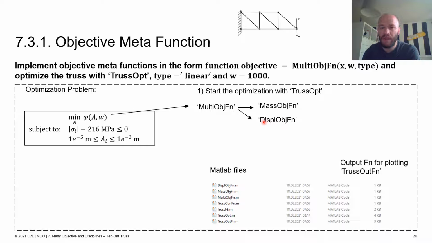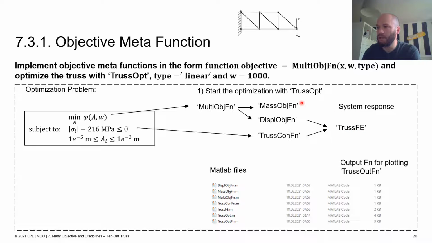For displacement, we need another function, which is the system response. So here we have truss FE, so the finite element model for the 10-bar truss. On top, we have our nonlinear constraint function for the material strength, and this one also needs the truss FE function, and that's the reason why this is in a separate file, so that both functions can access the system response. And the last file is the truss_out function. This is the same as in exercise 6.3 in the last exercise. So we also implemented something to visualize our optimization procedure.